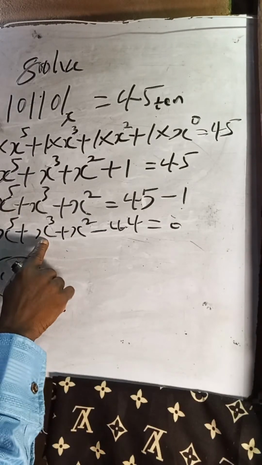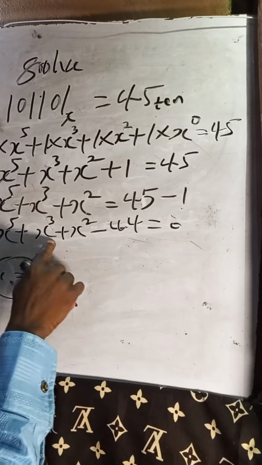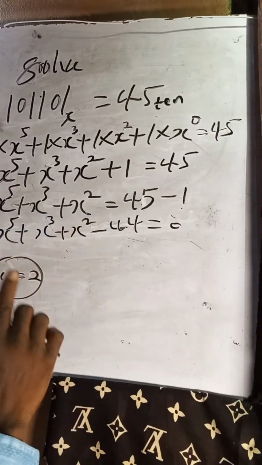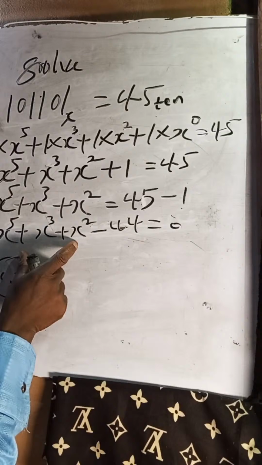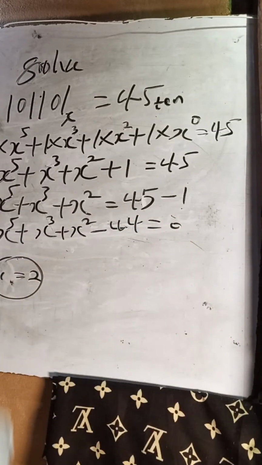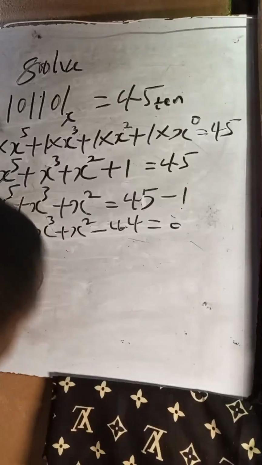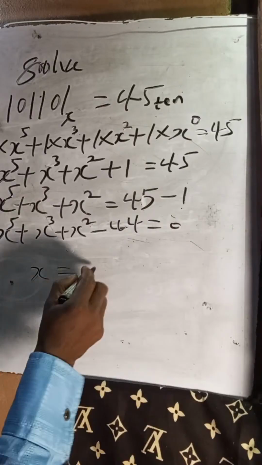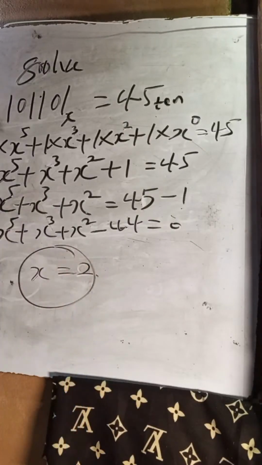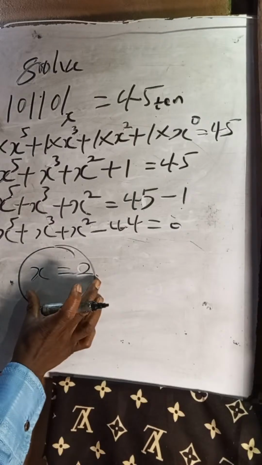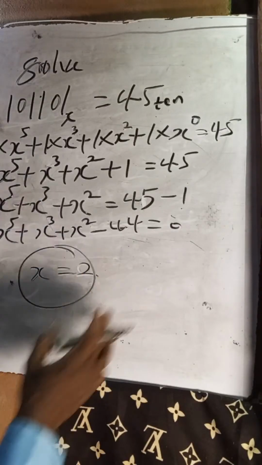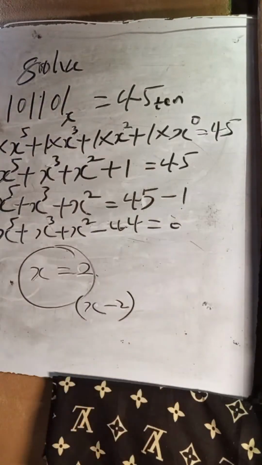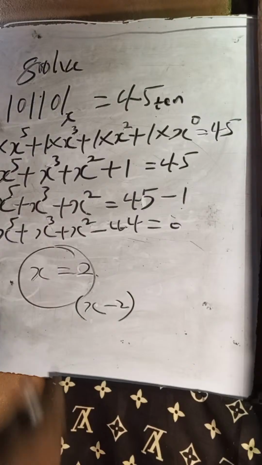So 32 plus 8 is 40, and 2 raised to power 2 is 4. So 40 plus 4 is 44. 44 minus 44 is 0. Which means one of our answers is x equals to 2, and we are going to use x equals to 2 as the answer. If you are looking for other answers, you can use x minus 2 and look for other answers, but we don't need it, right?